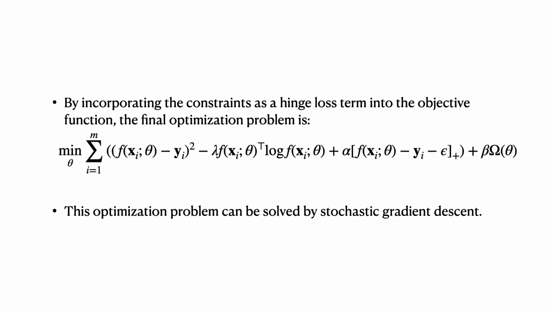It's worth noticing that the entropy term encourages the model to make confident predictions for the training data, so that the ground truth labels are likely to contribute more to the model training. And also the hinge loss term enhances this target. This optimization problem can be solved by stochastic gradient descent.